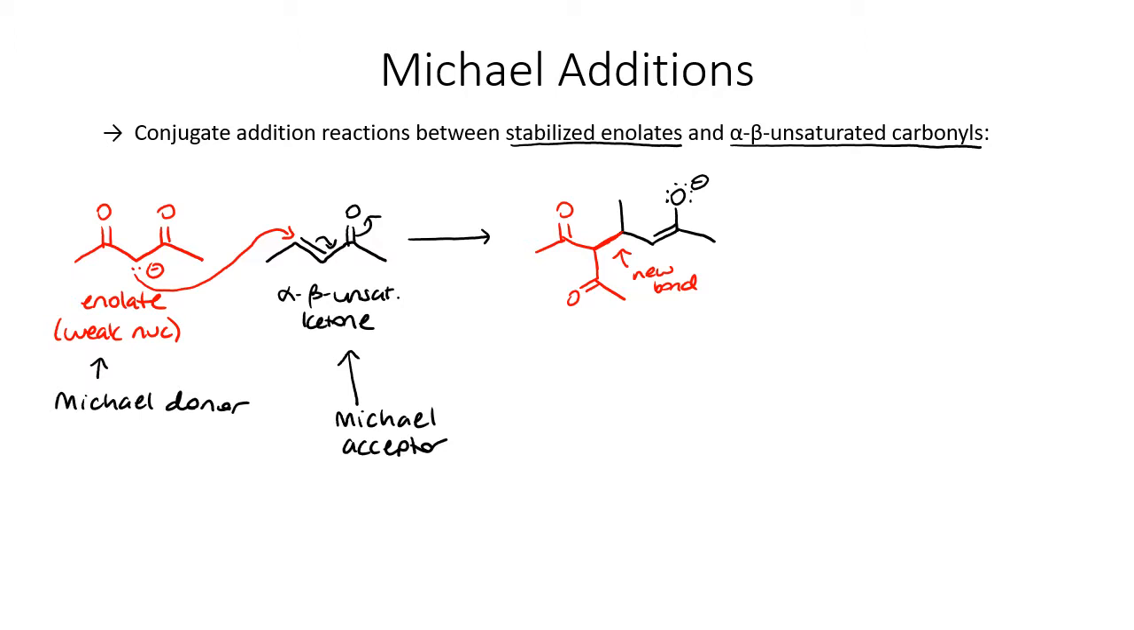Now, once we take this molecule and supply a proton source, we will protonate the oxygen, turn it into an enol, and then again, it will tautomerize into a ketone.